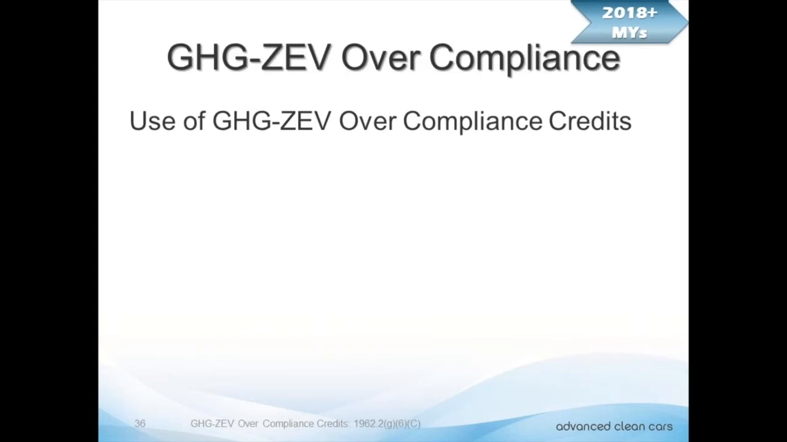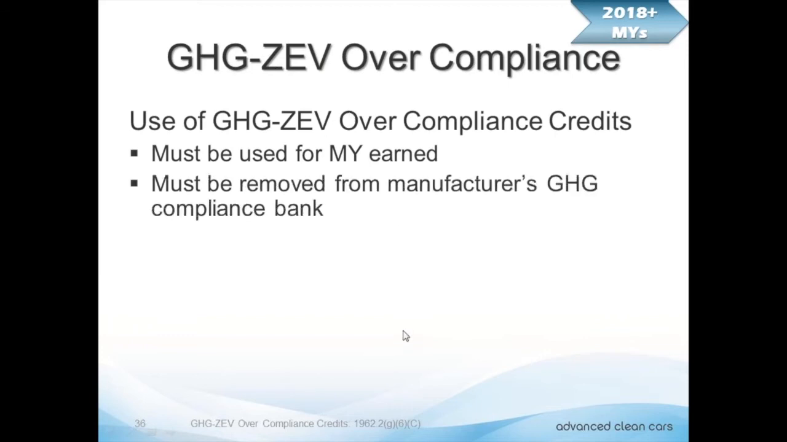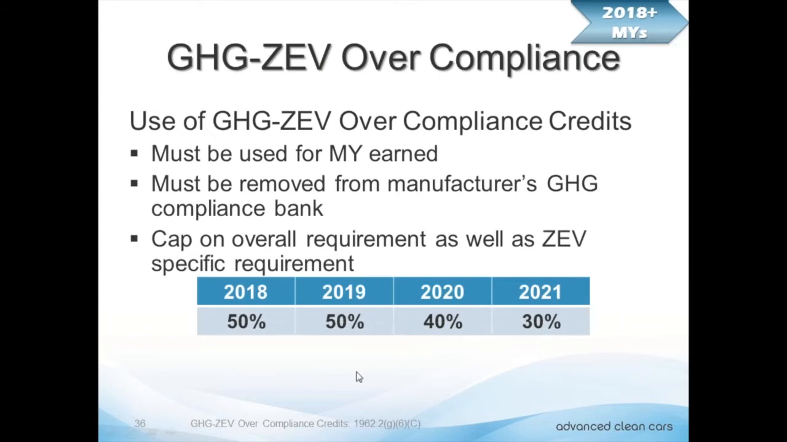Earlier, we talked about GHG ZEV overcompliance credits. There are rules that dictate how a manufacturer may use these credits to meet its ZEV requirement. First, these credits may only be used in the model year they were earned, meaning they cannot be banked or carried back to meet other model years' compliance. Any credits that are used to calculate GHG ZEV overcompliance credits must be removed from the manufacturer's GHG compliance bank and cannot be used for future compliance towards its LEV 3 or national GHG program requirements.